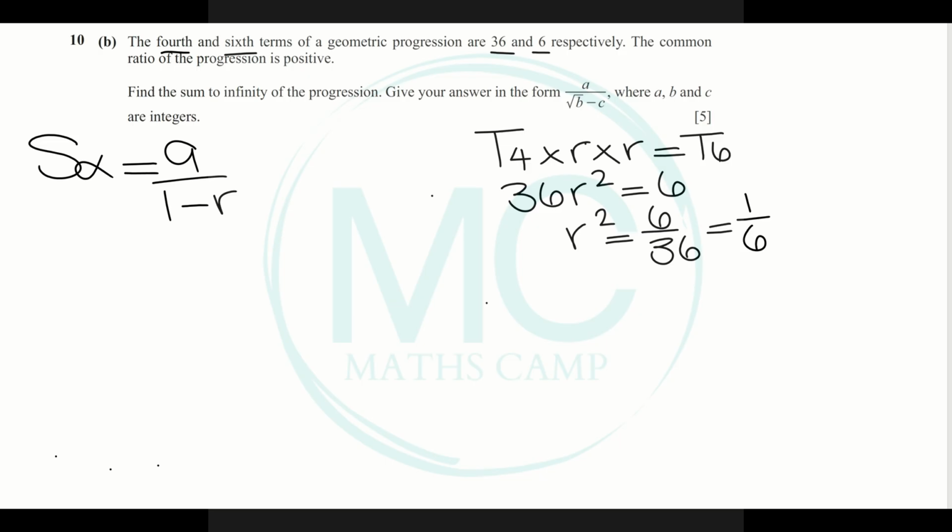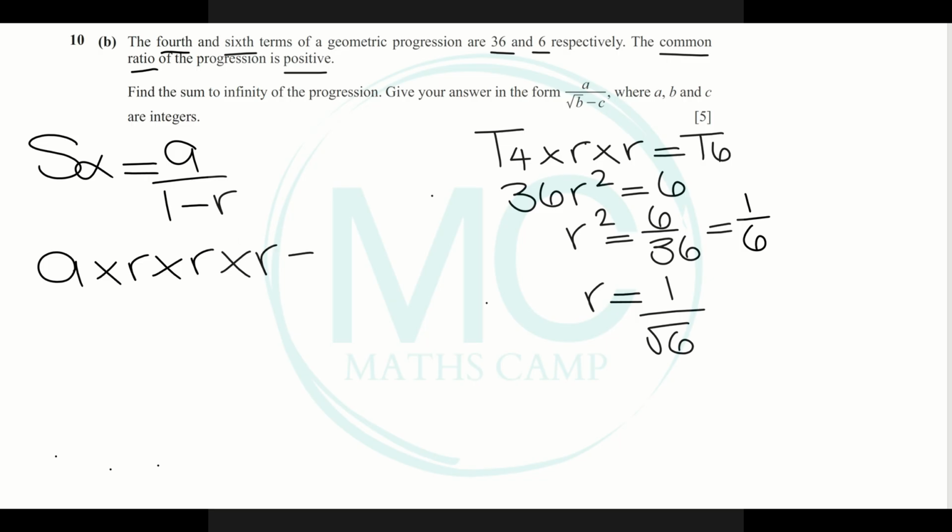The question tells us that the common ratio, r, is positive. So to find the value of r, we only need to consider the positive root. So if r squared is 1 over 6, then r is equal to the square root of 1, which is 1, over the square root of 6. So we can leave this as the square root of 6. With the value of r, we can now find the value of a. A is our first term. If we multiply by r, we get the second term. Multiply by r, we get the third term. Multiply by r again, we get the fourth term.